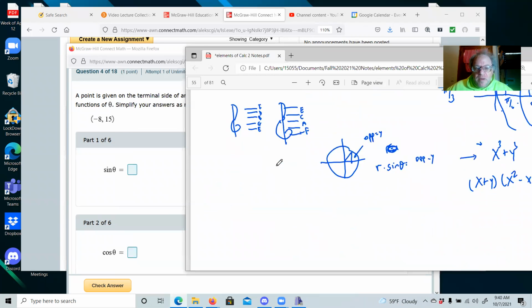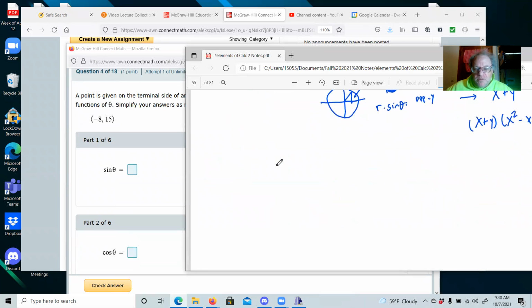So this is just another way of pretty much doing the problems that we did in the previous section. Okay, so we have the point -8, 15. This is not a unit circle. So the x value right here, 1, 2, 3, 4, 5, 6, 7, 8, and then up 15. Okay, so we're at -8, 15, we're up here.